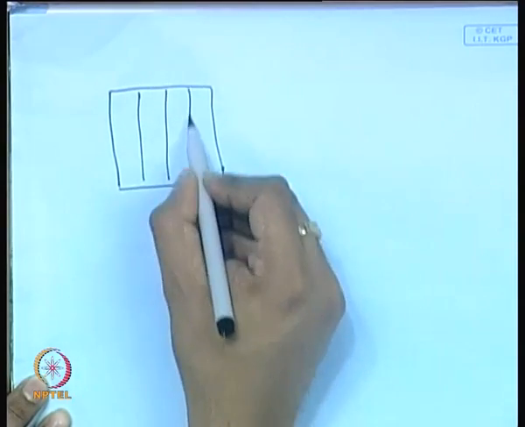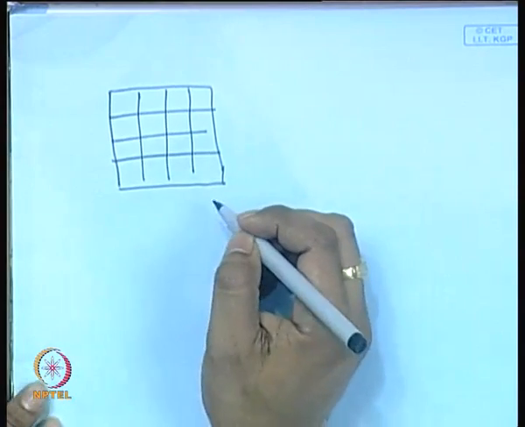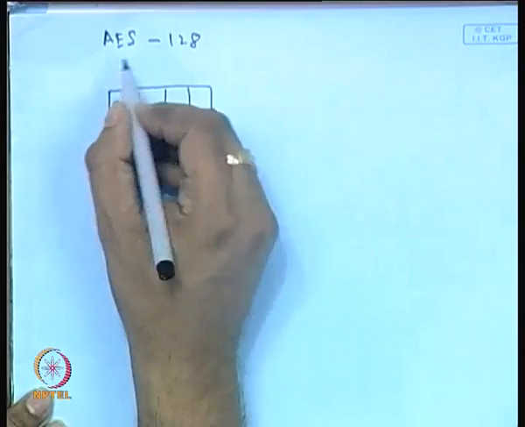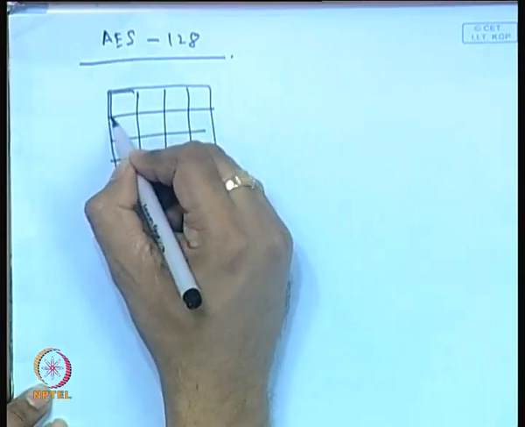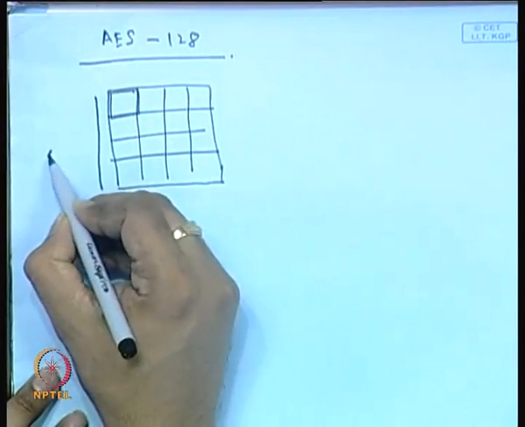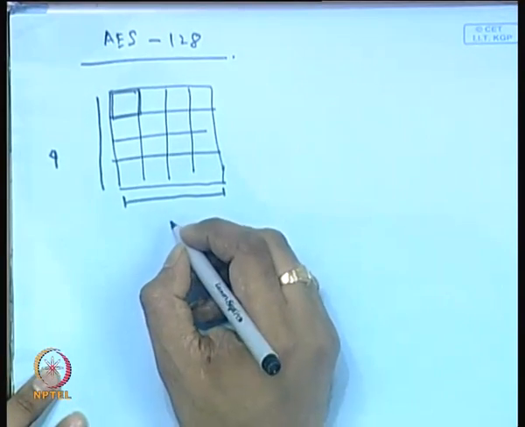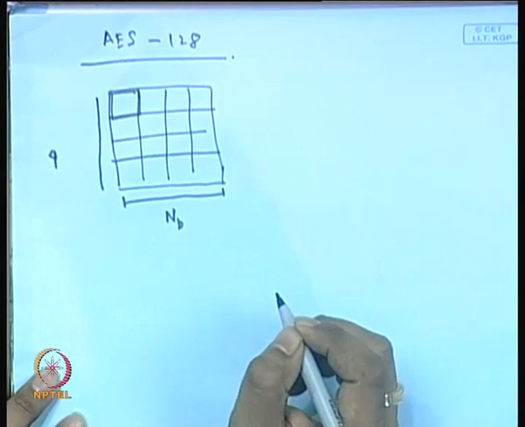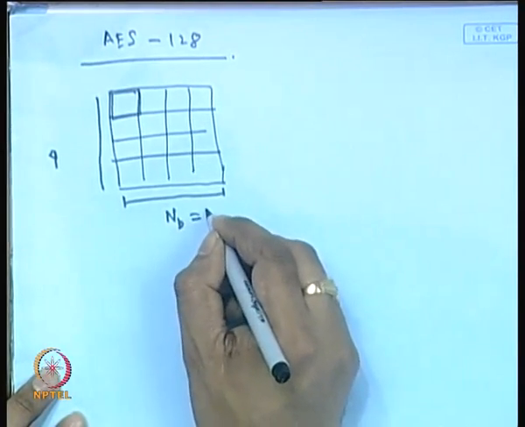So we can represent them in the form of this matrix. For example, let us consider AES 128. Each element of this state matrix is a byte. The number of rows is always equal to 4, but the number of columns varies. We say that the number of columns is represented by the variable NB. For AES 128, the value of NB is equal to 4.